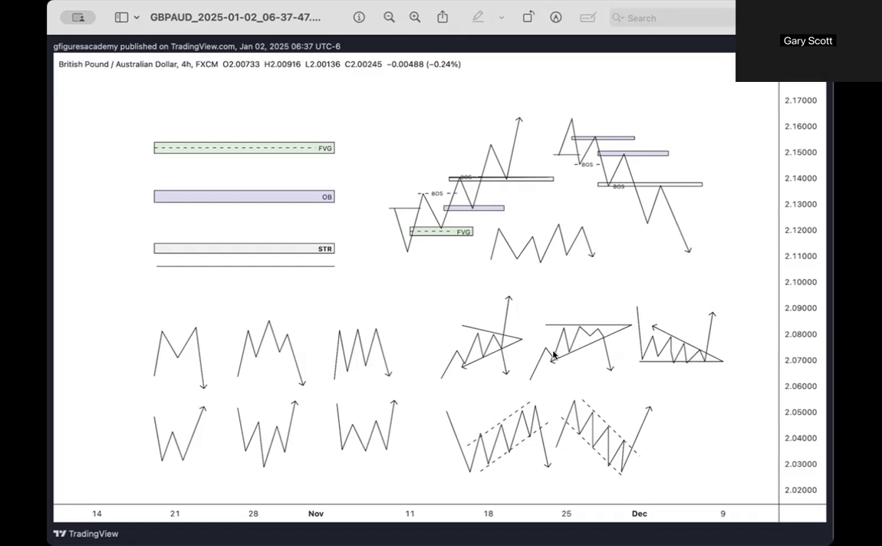So I explained those to you guys. I'm also going to go over a live example so that you guys can see all of these things in the market in real time.